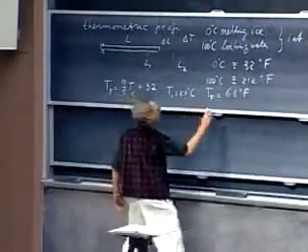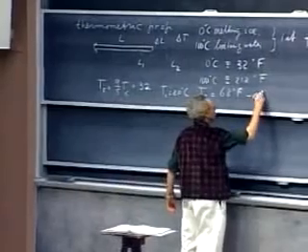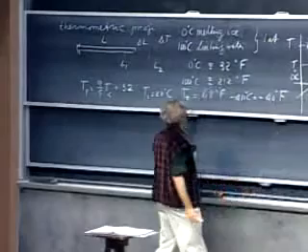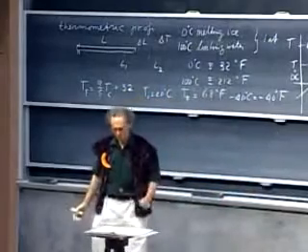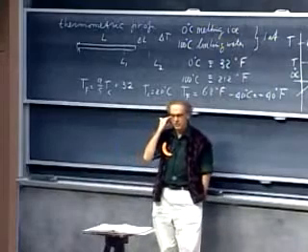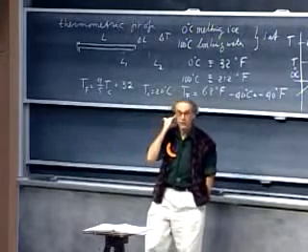Minus 40 degrees centigrade is the same as minus 40 degrees Fahrenheit. Check that. That's where the two scales cross over. So almost the entire world uses the Celsius scale. It's part of our metric system.